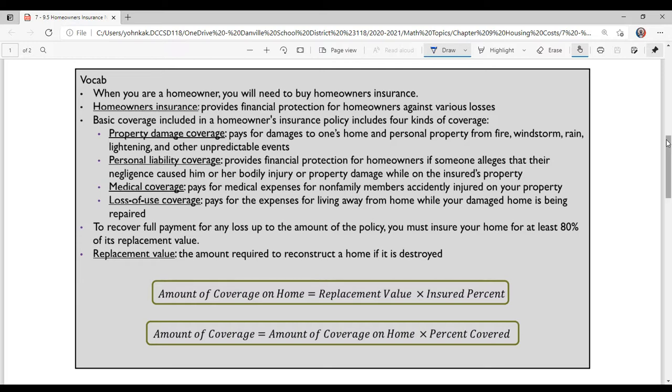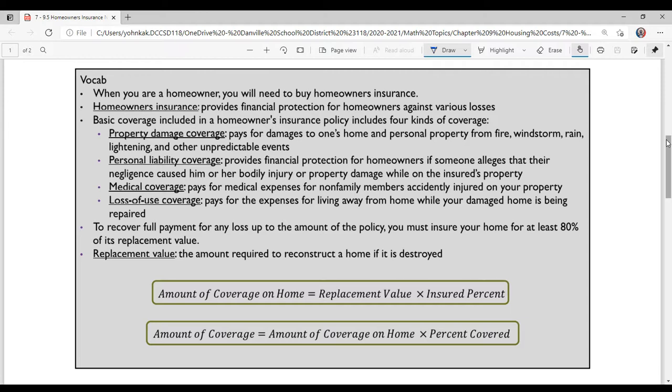So, property damage coverage pretty much is anything having to do with weather. And so, if your home gets damaged or any of your personal items from inside the home or around the home get damaged, that would go under property damage coverage. The second type is personal liability coverage.